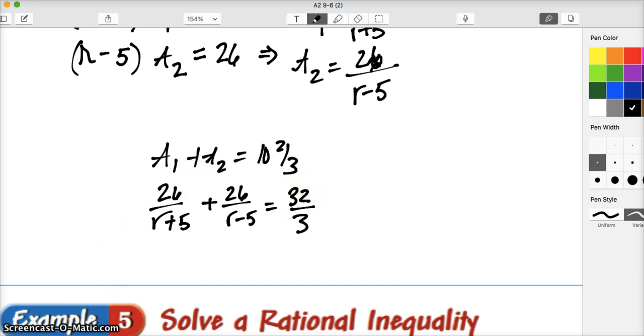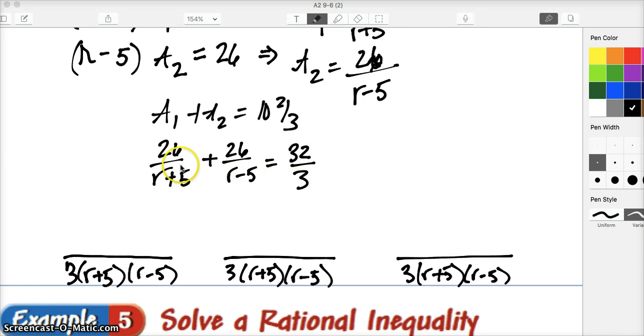We want a common denominator. So since each of these are mutually exclusive, like they don't have anything in common, our common denominator will be the product of all three. So this is our common denominator. I'll spread it out. And let's go ahead and come up with the equation that we need. This is going to be 26 times 3 times r minus 5. Remember, including everything that was not originally in the denominator.